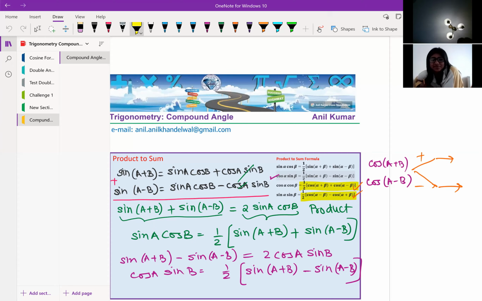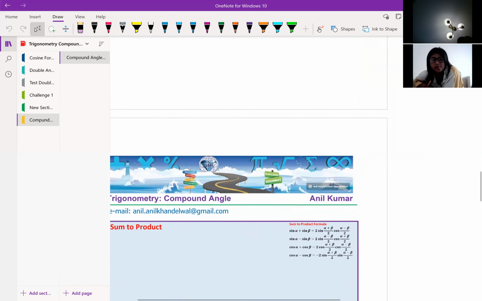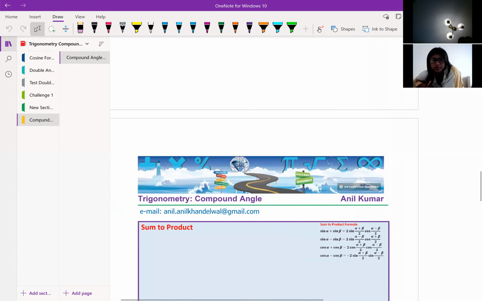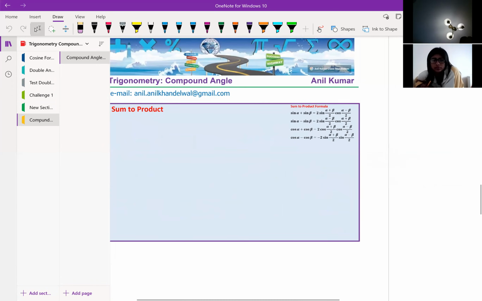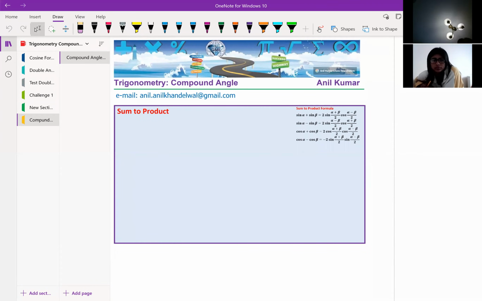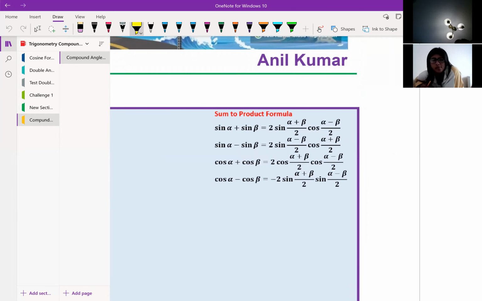Now this was product to sum. Many times you're talking about sum to product, right? Let's see this. So sum to product is a scary formula. We have sine alpha. Let me just increase this to show you what exactly the formula is. Sine alpha plus sine beta is 2 times sine alpha plus beta divided by 2 cos alpha minus beta divided by 2. Very scary, right?